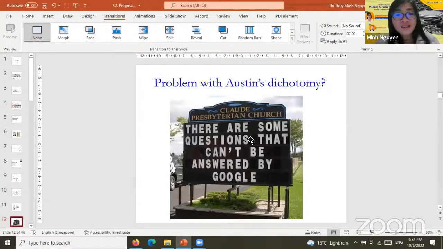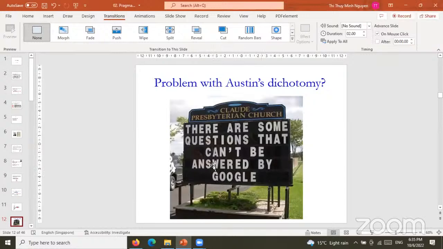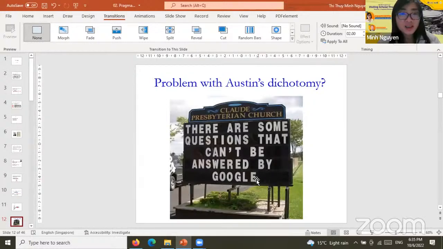And this is an announcement or a statement that is outside a church. So the real meaning is not about a question that can be answered by Google. The intended meaning is that the question can only be answered by God, so come to church. That's an invitation for people to come to church.